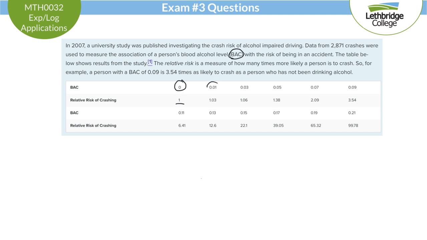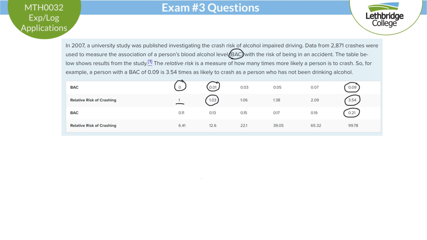If your blood alcohol level is a little above that, then your relative risk of crashing is a little bit higher. If your blood alcohol level is 0.09, you're 3.5 times more likely to crash because of that. And you can see how it goes up. Like if your blood alcohol is 0.21, then you're 100 times more likely to crash. So let's see what kind of function this produces.